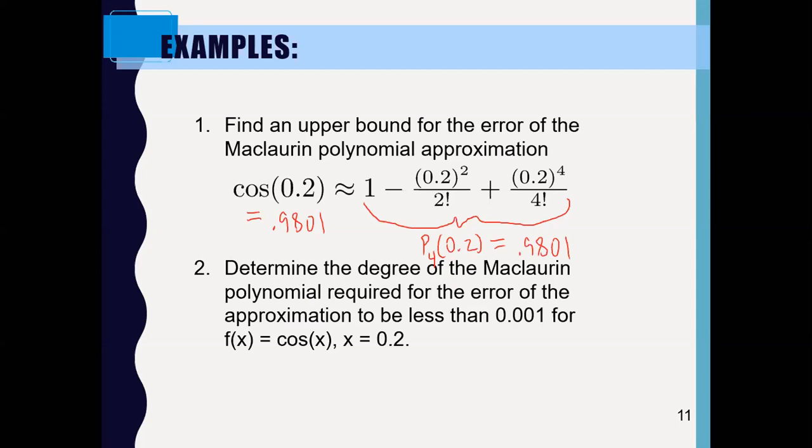It's amazing how quickly the error starts to subside, especially if you have factorials in the denominator. If you have factorials in the denominator, you end up getting polynomial approximations that are very good, very fast. So for instance, let's do another example here. Let's go to the whiteboard.